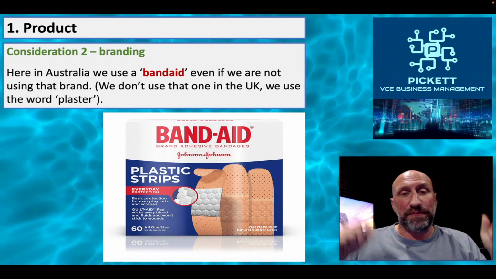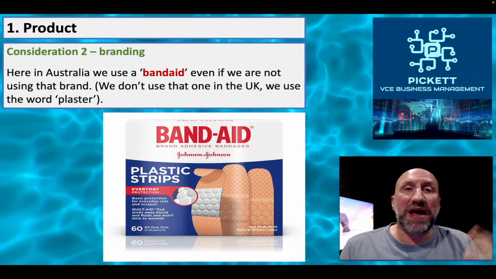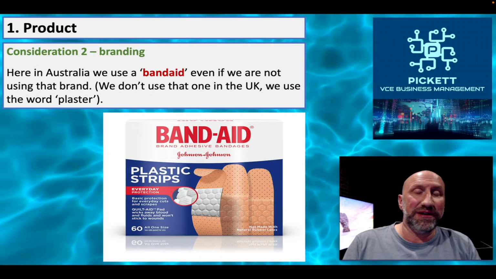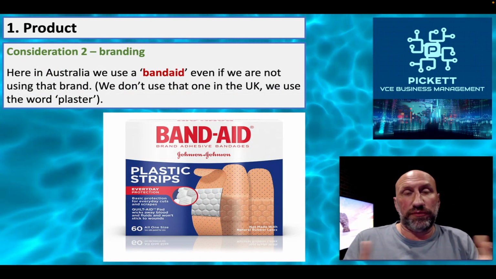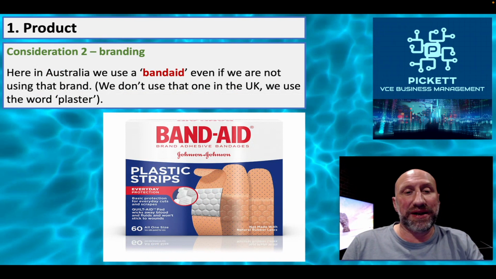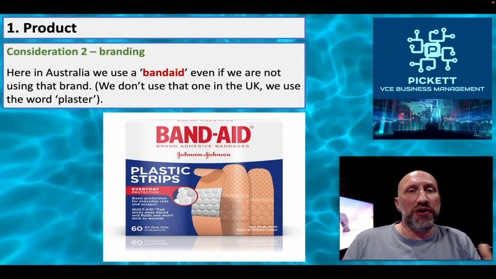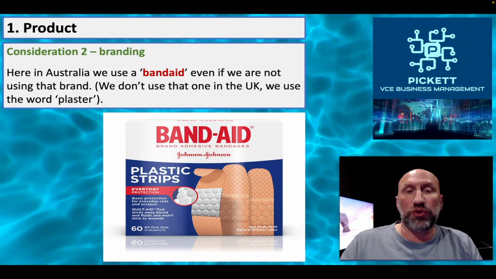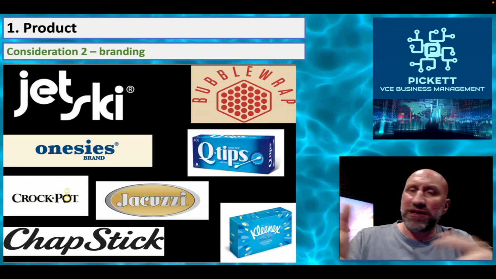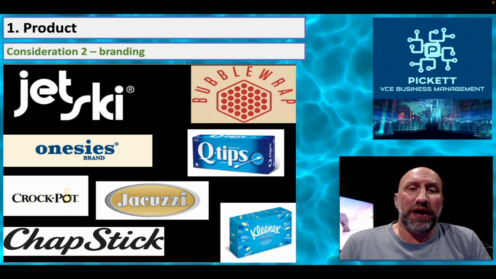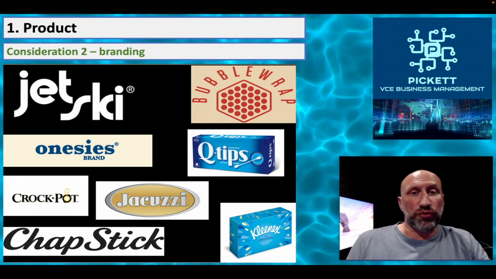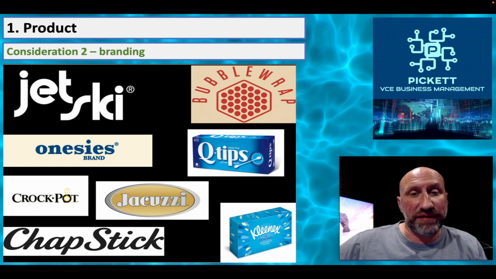In Australia, we use a Band-Aid, even if we're not using that brand of sticky plaster, whatever the generic term for that type of product is. In fact, in the UK, we use the word plaster for that. But yeah, in Australia, we say Band-Aid. But very often, it might not actually be the brand Band-Aid that you're actually using, but you would still call it that. Here's a whole bunch of others as well.